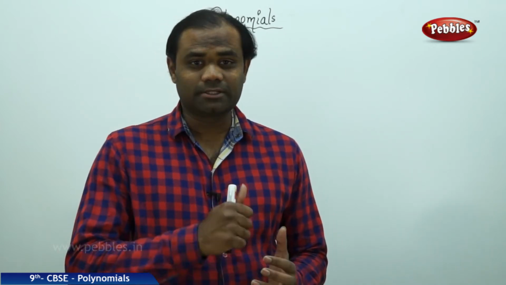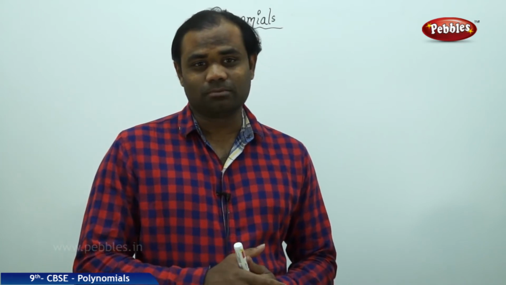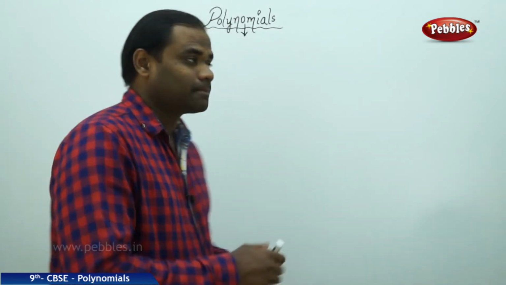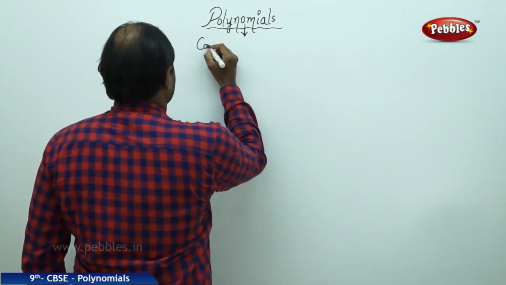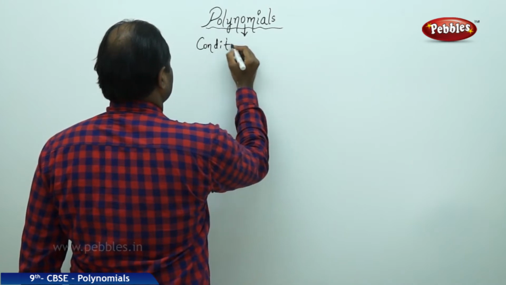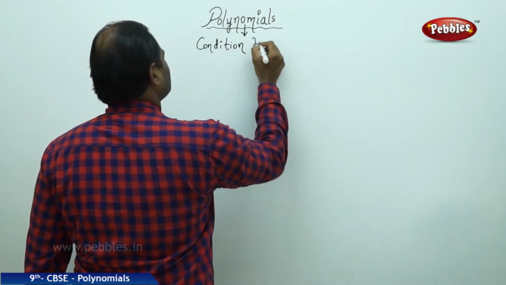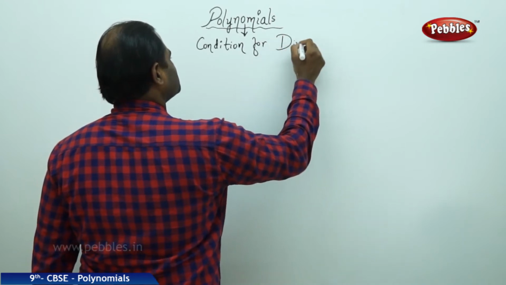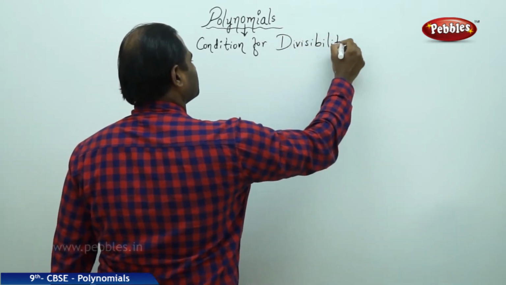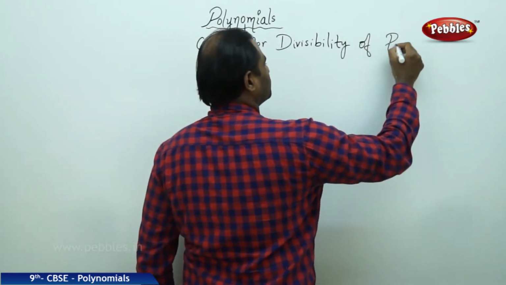Now that we have discussed the division of two polynomials f of x by g of x, it's very important that we divide a polynomial with the other polynomial through a condition. Let's see what the condition for divisibility of two polynomials is, along with the division method of dividing the polynomials as we have seen in the previous session. Condition for divisibility of polynomials.